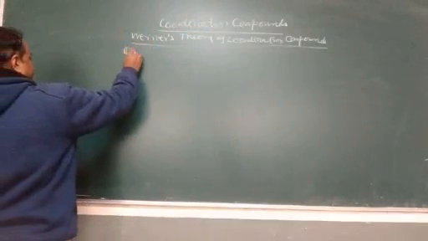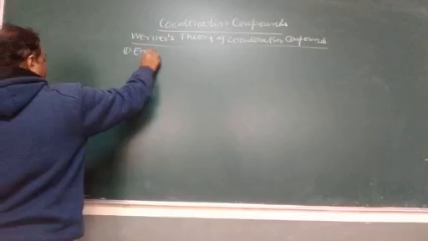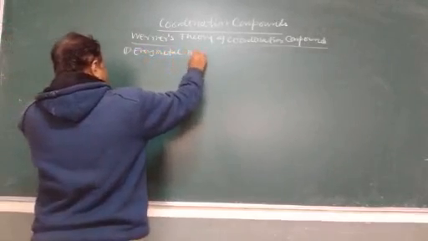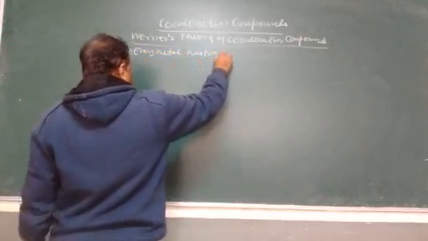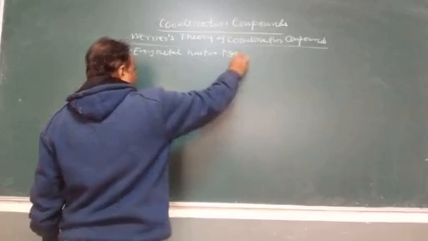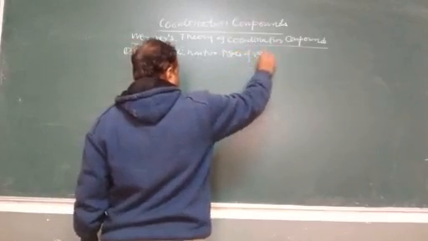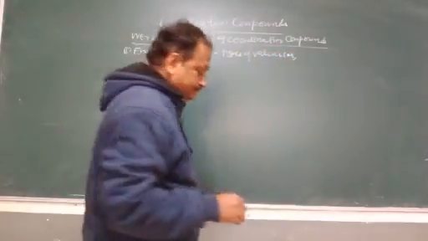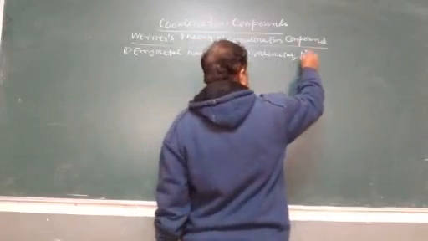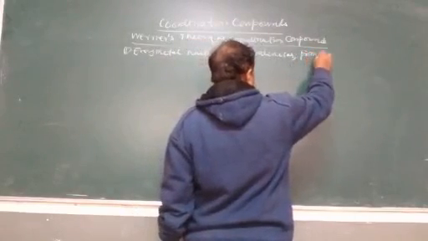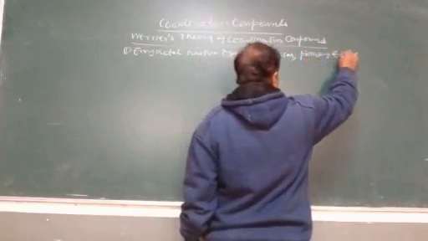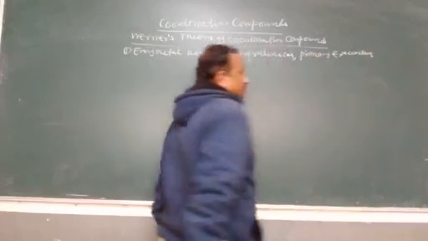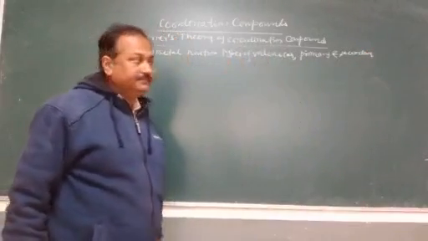The first point is that every metal has two types of valences. Valences are of two types, primary and secondary.